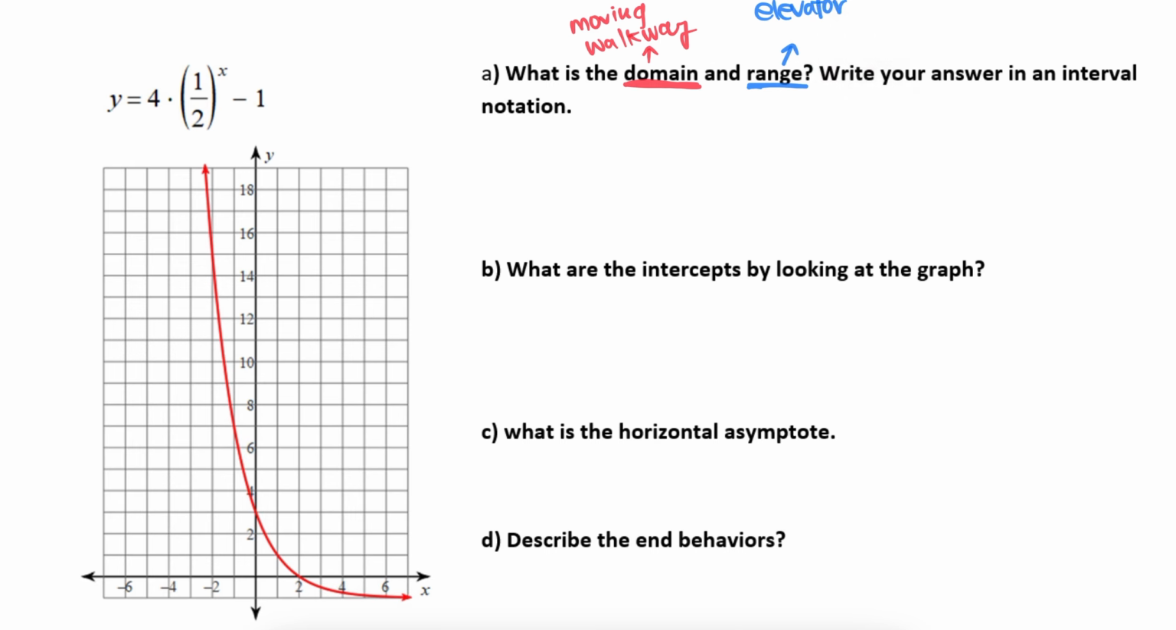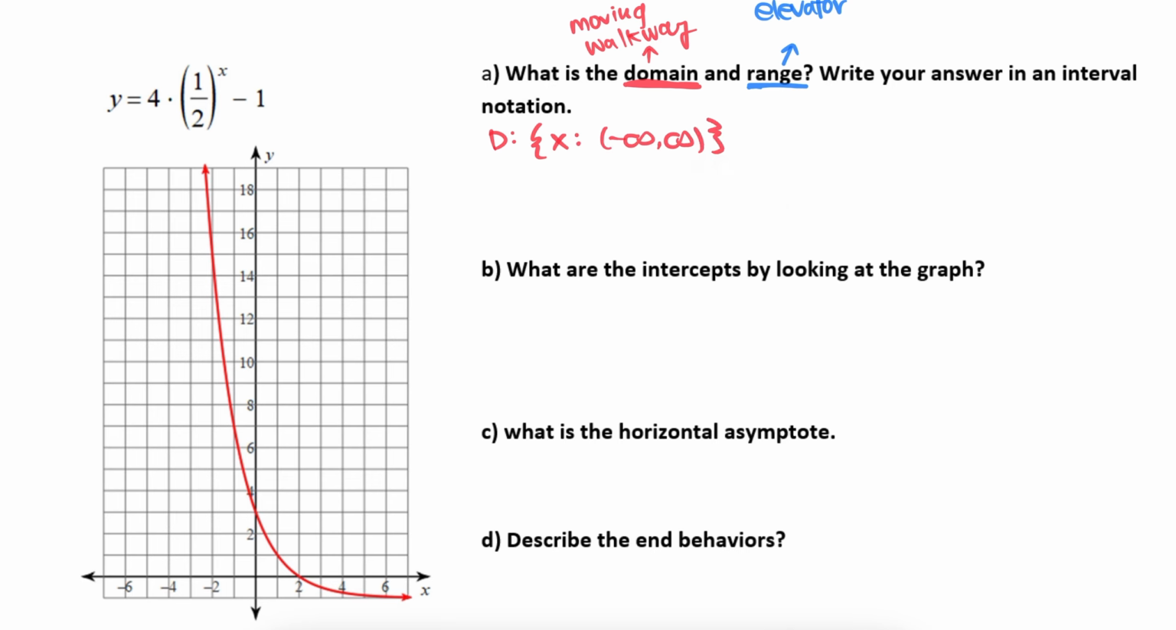Okay, so for domain here, all values of x, all possible values of x. So how far does it go to the left? How far does it go to the right? It should be negative infinity to infinity.